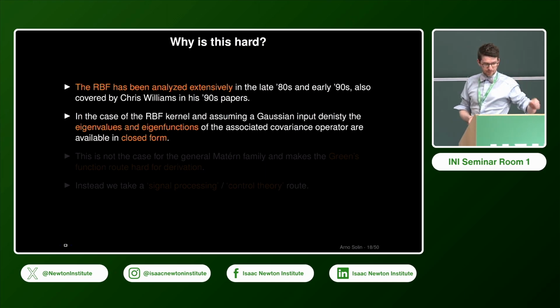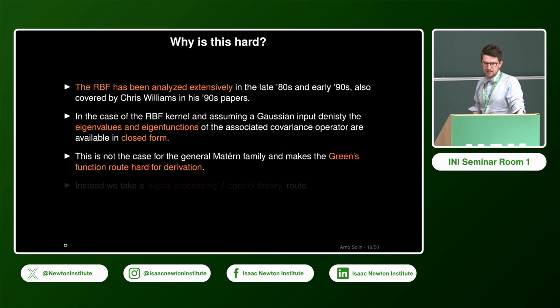If you take the RBF kernel and assume a Gaussian input density, then the eigenvalues and eigenfunctions associated with the covariance operator are actually available in closed form. And this makes it quite easy to derive the connection between an infinite width neural network and a corresponding kernel. This is not possible for the general Matérn family, because then you would need to derive the Green's function, and at least I tried it, and it was very hard.